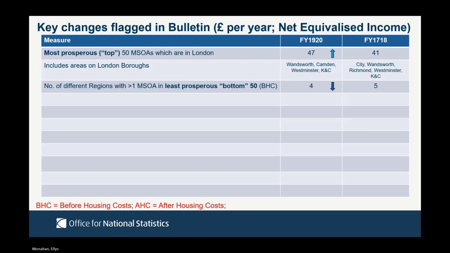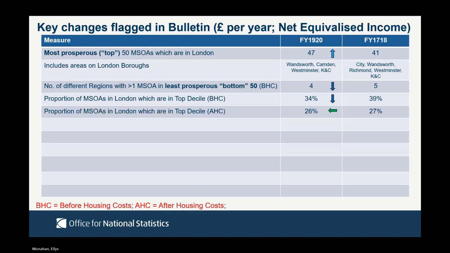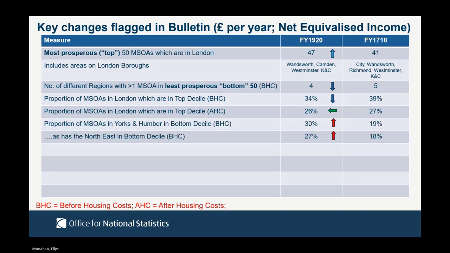In terms of the least prosperous 50, we've got more of a spread across four or five different regions. Next click. In terms of extending out to the top decile, the top 10%, a lot of them are in London, but it's not quite as London-centric as the top 50, and that's gone down from 39 to 34. For Yorkshire and Humber, that's now gone up. 3 in 10 are in Yorkshire and Humber, and 27% are in the northeast, and they've both gone up quite a bit from the previous time.